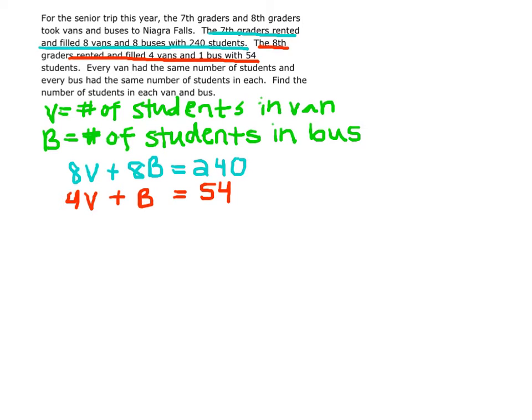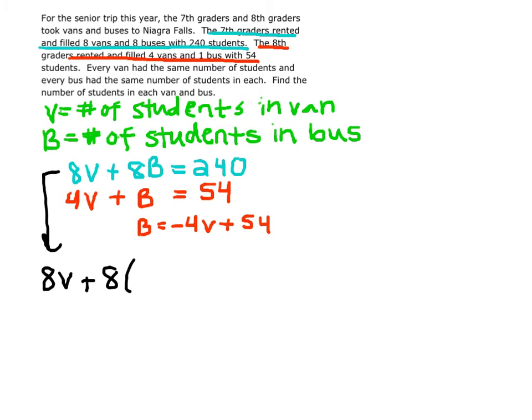First, let's rewrite the second equation by solving for B. B equals negative 4V plus 54. Now we can use the substitution method to substitute that B value into the first equation. So we have 8V plus 8 times our B, which is negative 4V plus 54, and that equals 240.